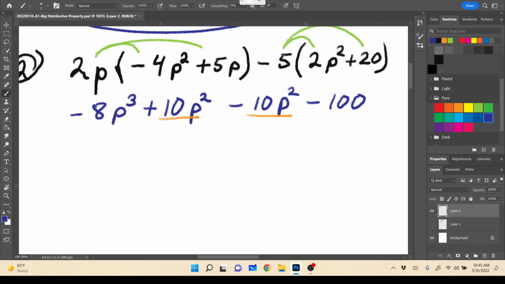So we've got negative 8p cubed. What's 10p squared minus 10p squared? Is it just 0? It is just 0, because they cancel. Minus 100, so negative 8p cubed minus 100.